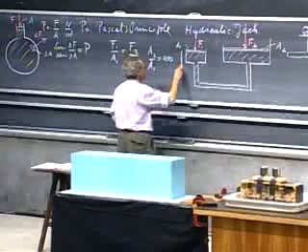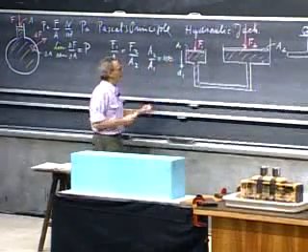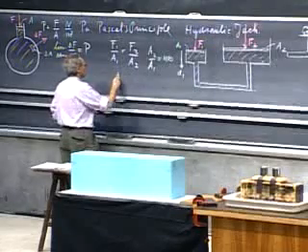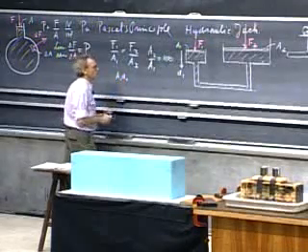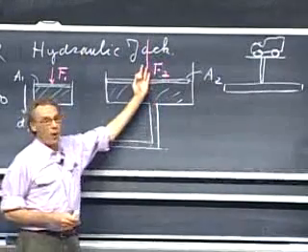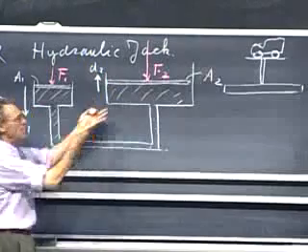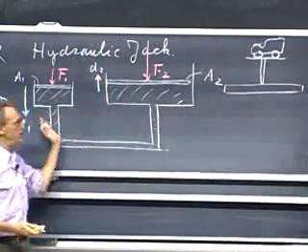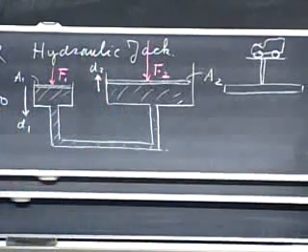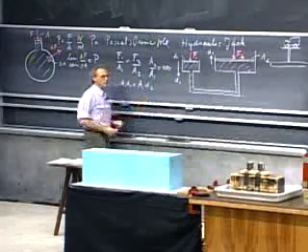Suppose I push this down over a distance d1, then the amount of fluid that I displace, that is the volume, is A1 times d1. That fluid ends up here. So this one will go up over a distance d2. But it's the same amount of fluid that leaves here adds there. In other words, A1 d1 must be A2 times d2.